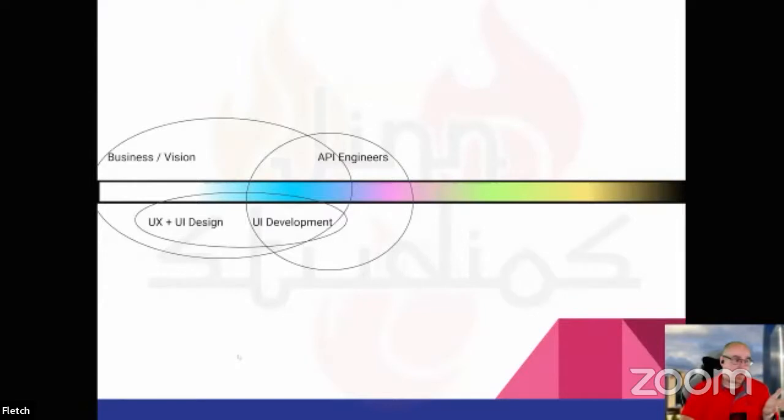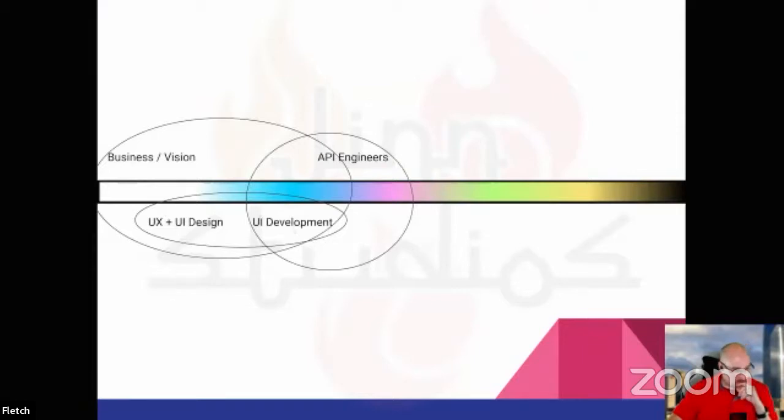So now we've got our gradient here. We've got business and vision. They're working with UX and UI, and these circles are going to sometimes be a little hard to see, I guess. UX, UI, and UI development. The development part is the services, the TypeScript and the JavaScript and the frameworks, and the designers.